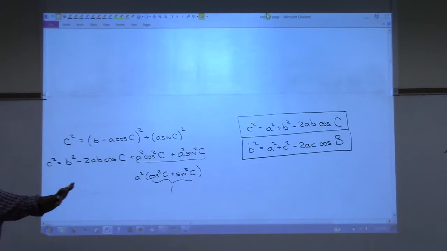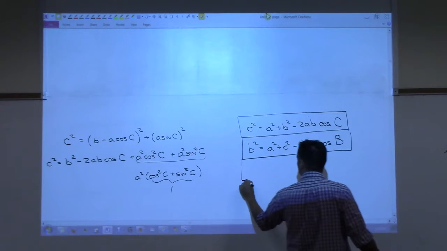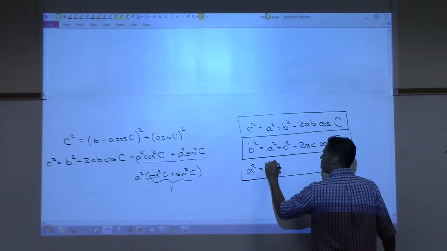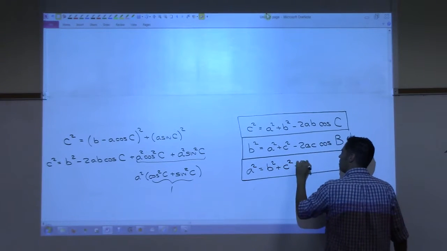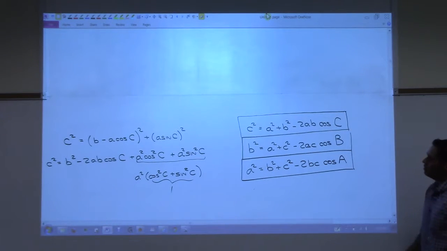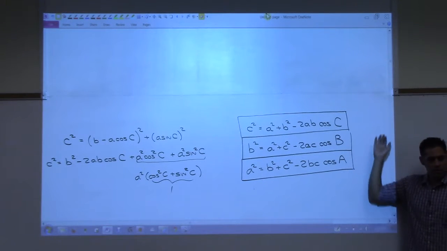So that's an equivalent formula. They're all the same formula. You have two sides and the angle between them. You use this. It just depends on what you label A, B, and C. So the last one is A squared equals B squared plus C squared minus 2BC cosine of capital A. Those are the law of cosines that you'll find in a book, those three.